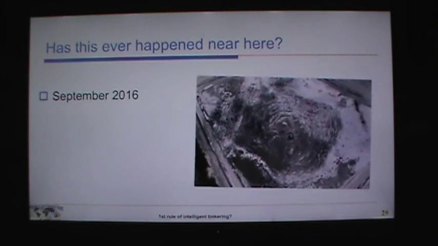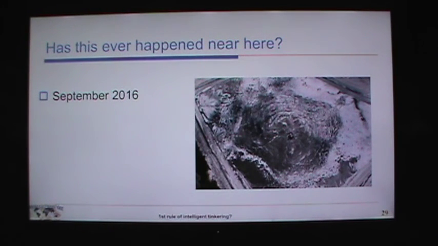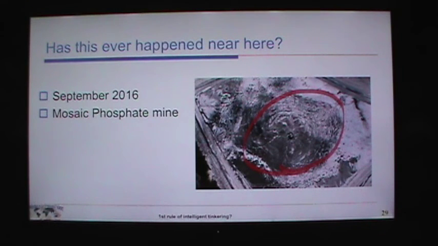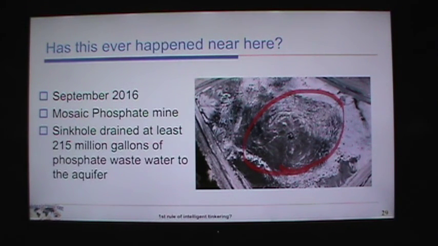So, has this ever happened near here? Well, actually, more recently than the Gold King mine, this was observed. I think we had a picture of this previously. That is a sinkhole in the top of a gypsum stack, if you will, at the Mosaic Phosphate Mine in Polk County. The Gold King mine released at least 3 million gallons. Here, 215 million gallons of phosphate wastewater drained to the upper Florida aquifer.